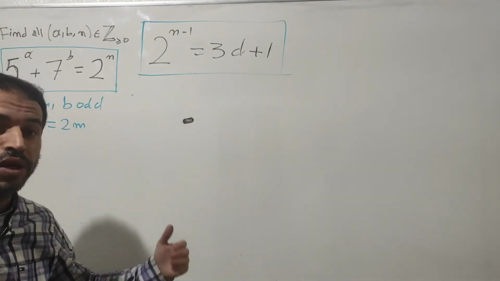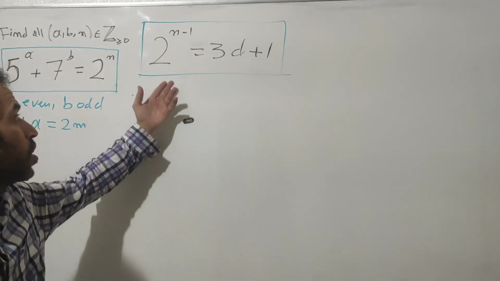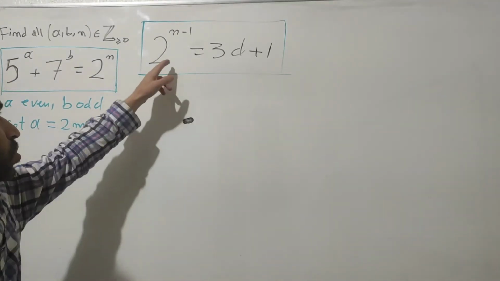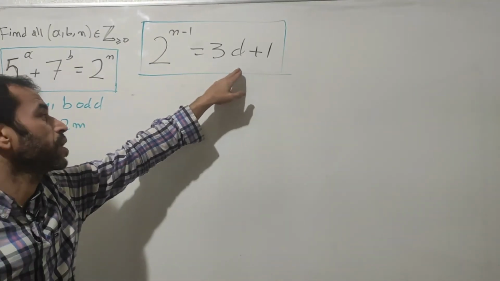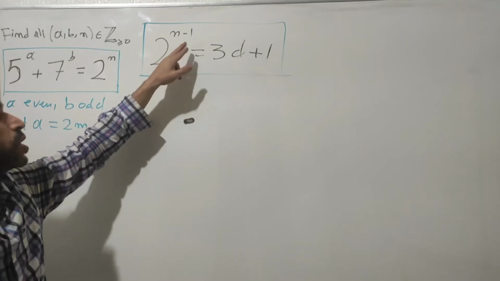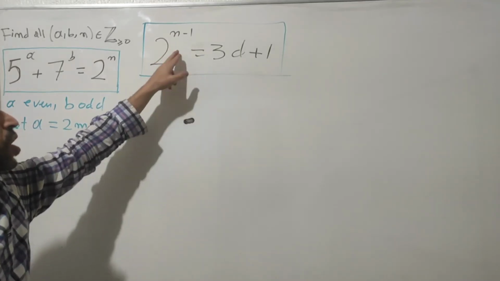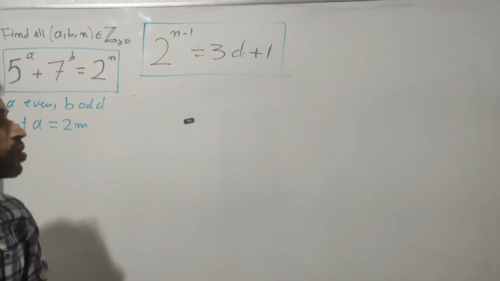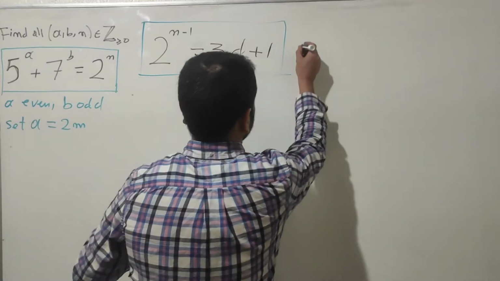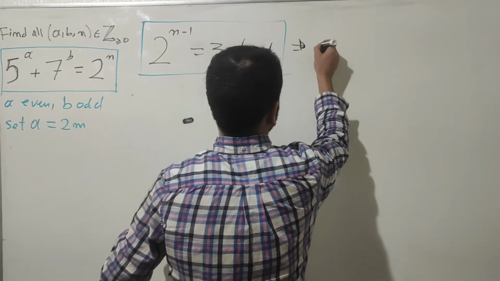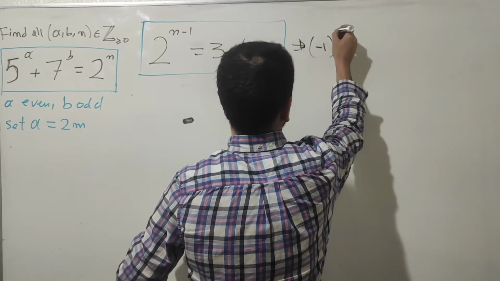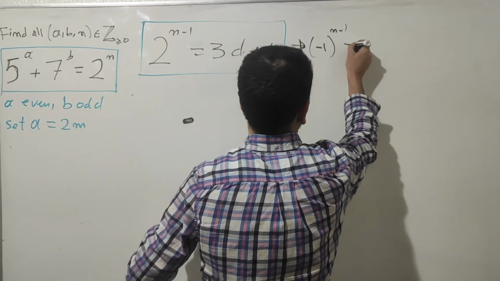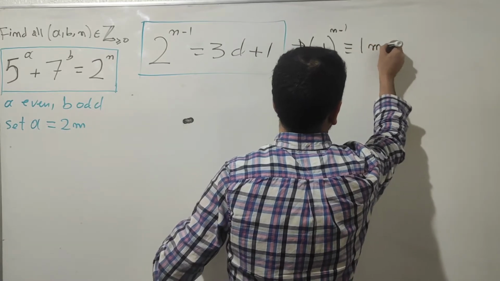Now let's take this one at the top and continue solving this one. Previously we have collected nice and enough information. Now we came up with this nicer result. We get 2 to the n minus 1 equals 3d plus 1. We need to prove this exponent is even. How to do that? I'm going to reduce the equation mod 3. If I do that, it's simpler. It's going to give us minus 1 all raised to the n minus 1 is congruent to 1 mod 3.